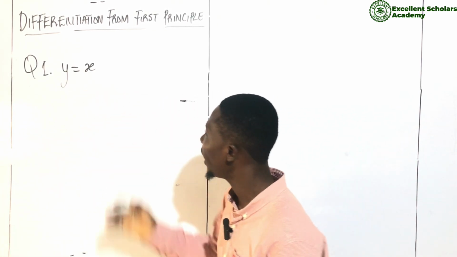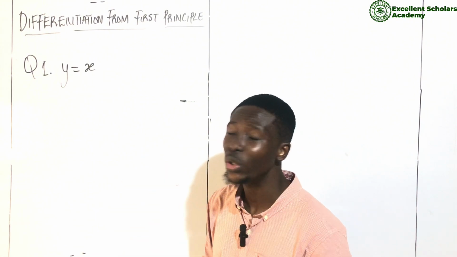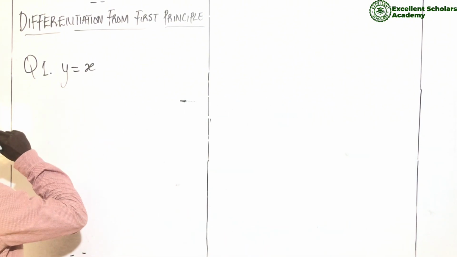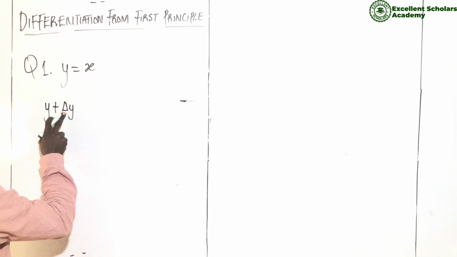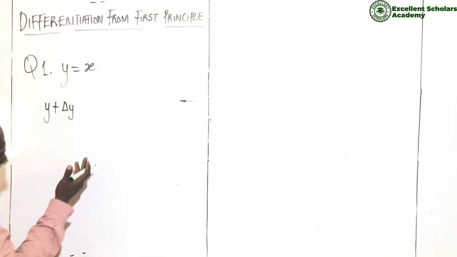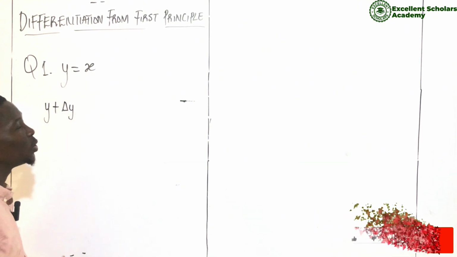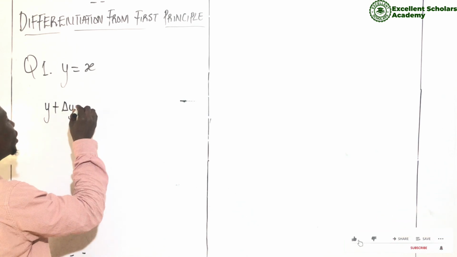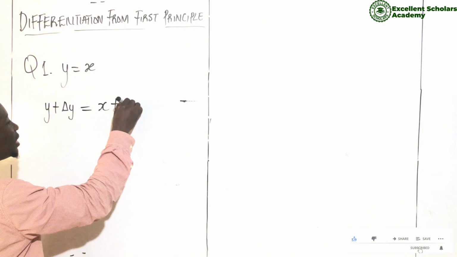Y equals x. We want to find the derivative of this, the dy dx. So how do we do that? Now, the first thing you do is add a small increment. Some people call it delta, some people call it increment, some people call it change, some people call this change in y. Any of them. So this is a small increment in y. You add a small increment in y, plus you also add a small increment in x. Okay?